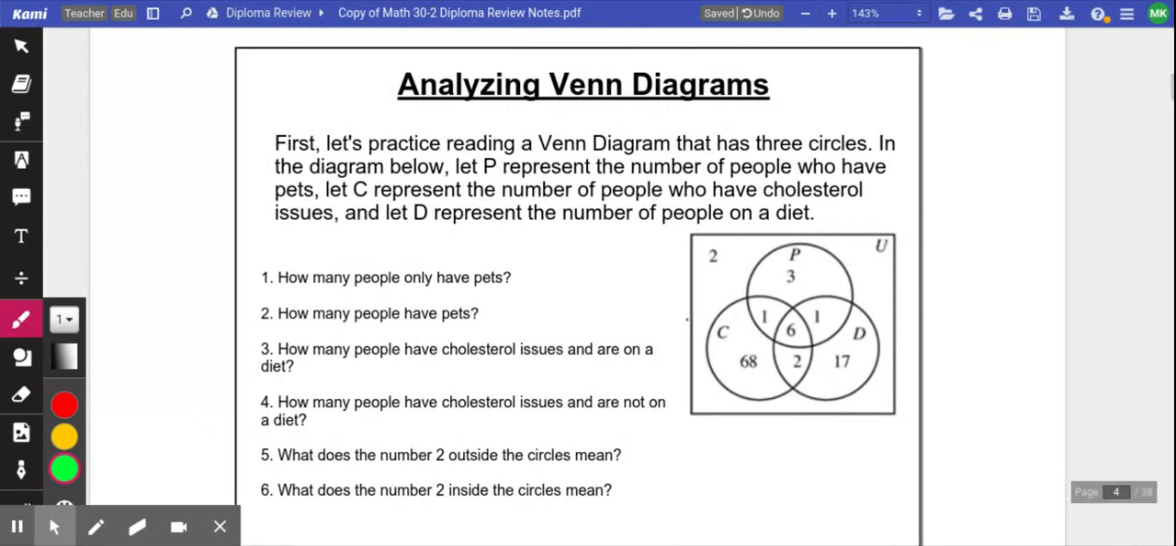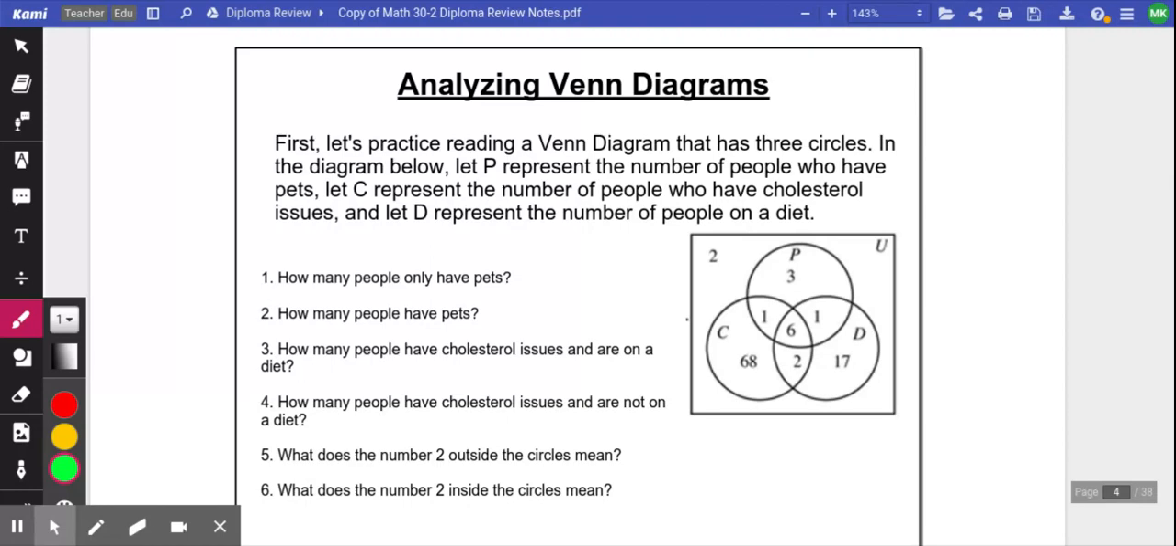Reading Venn diagrams. Typically we use Venn diagrams, and you'll see them in the news and in business reports. If you go into business school or economic school, you'll probably do Venn diagrams because it's a great way to organize information from surveys and data. So this question talks about a Venn diagram of people who have pets, cholesterol issues, and are on a diet.